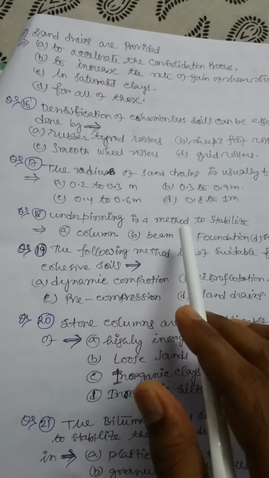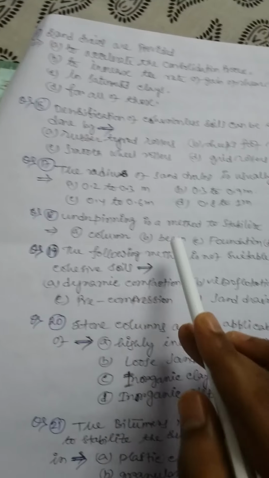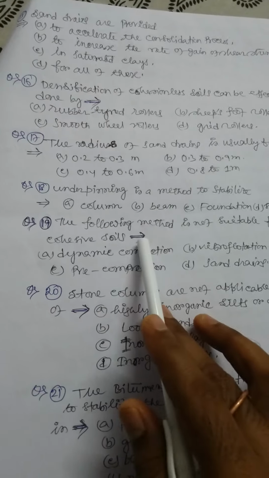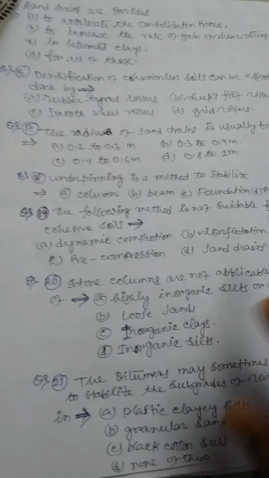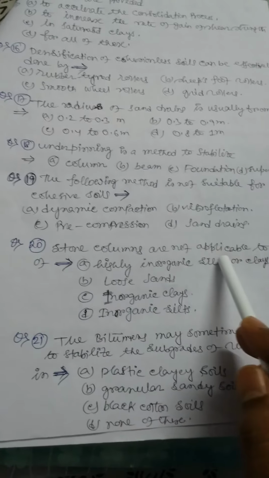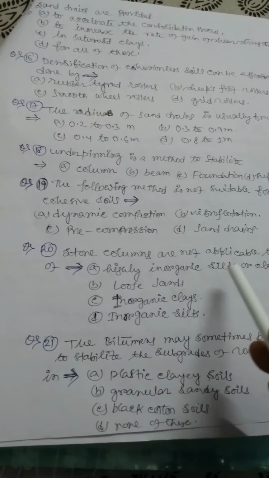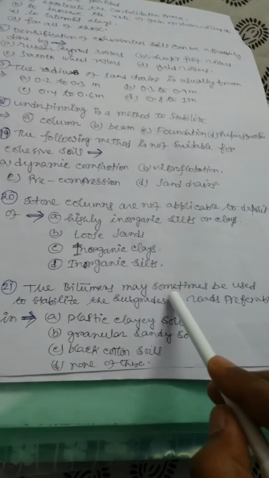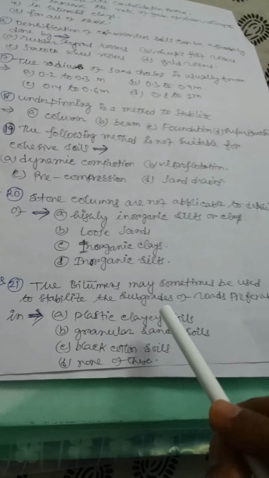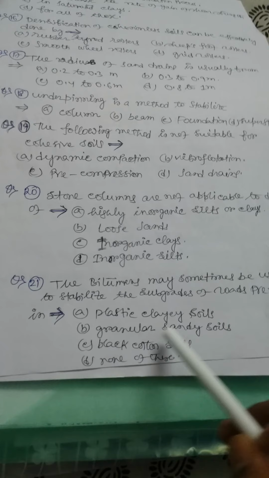Question 18 says underpinning is a method to stabilize: column, beam, foundation, superstructure. Question 19. The following method is not suitable for cohesive soil: dynamic compaction, vibroflotation, precompression, sand drain. Number 20. Stone columns are not applicable to deposits of: highly organic silt or clay, loose sand, inorganic clay, inorganic silt. 21. The bitumen may sometimes be used to stabilize the subgrade of road, preferably in: plastic clay soil, granular sandy soil, black cotton soil, none of these.